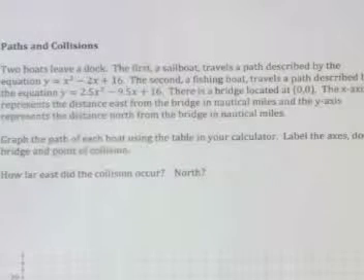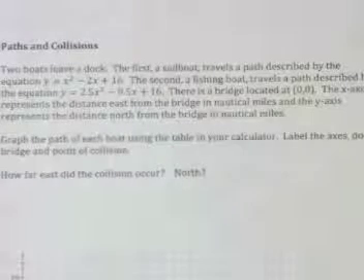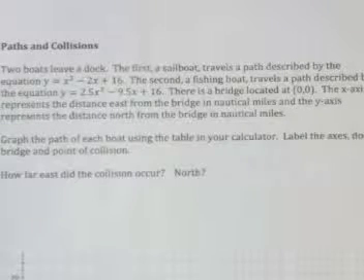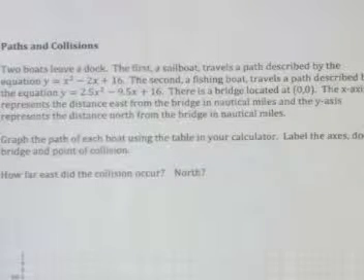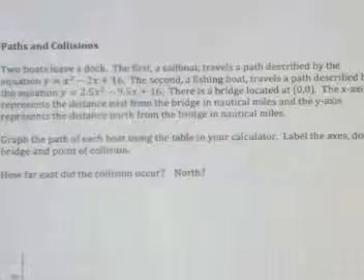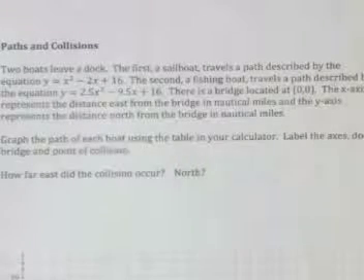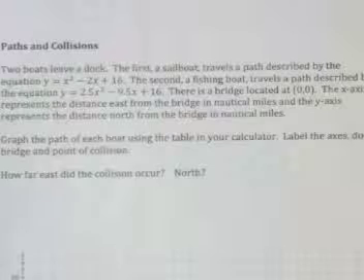It says two boats leave a dock. The first, a sailboat, travels a path described by the equation y equals x squared minus 2x plus 16. The second, a fishing boat, travels a path described by the equation y equals 2.5x squared minus 9.5x plus 16. There is a bridge located at 0, 0. The x-axis represents the distance east from the bridge in nautical miles, and the y-axis represents the distance north from the bridge in nautical miles.